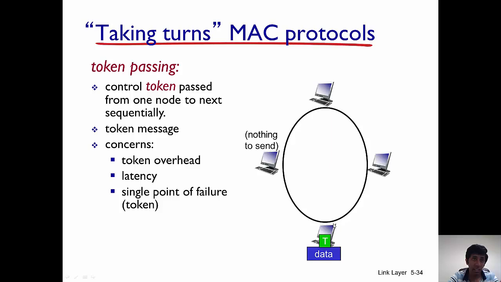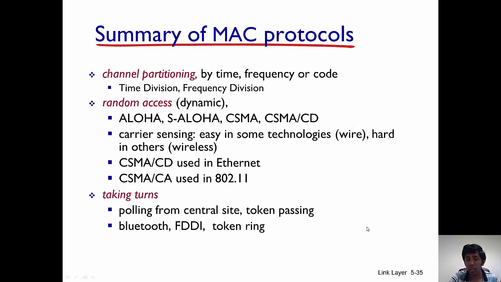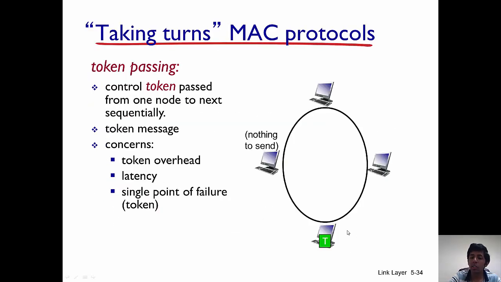The third node here grabs the token, and it has some data to transmit, so it sends the data. In this case, the data just went around in a circle. After it has finished transmitting the data, it's going to release the token, and then any other node which wants to transmit can grab hold of that token. Okay. So this combines both random access and channel partitioning protocols, as you can see, because every node relies on the token to determine who has to transmit.